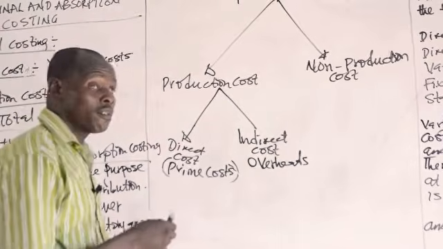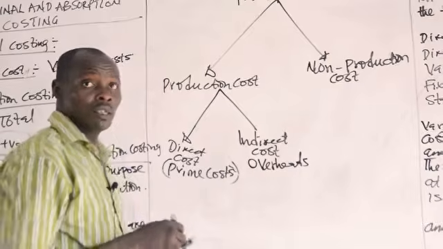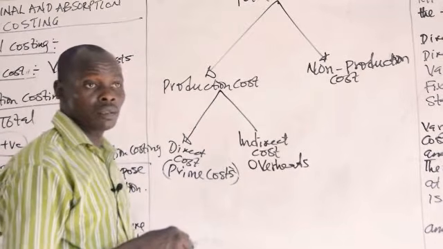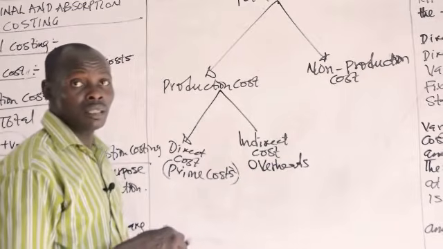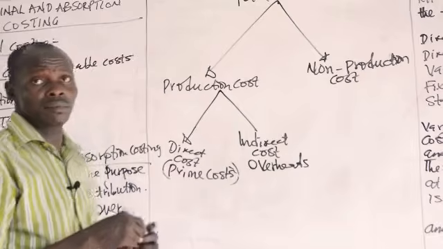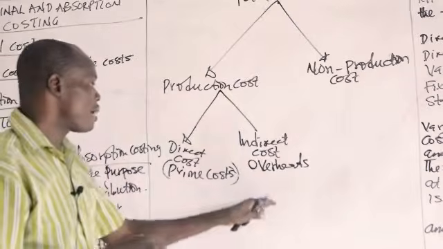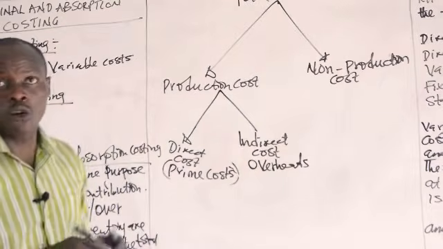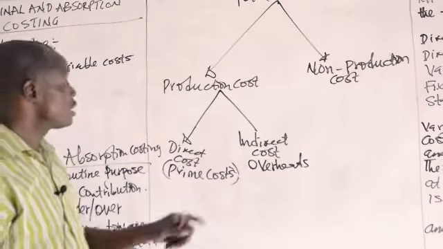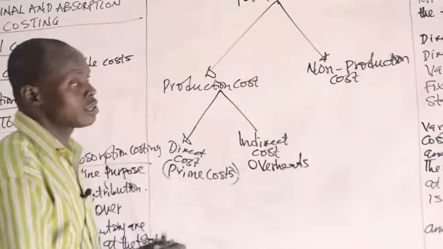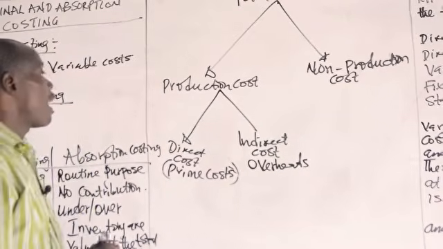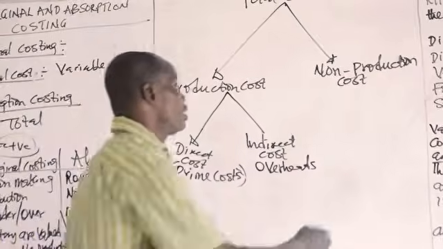You can have factory rent and rate, factory power, factory lighting and heating, factory salary. All those costs that are not direct, we regard them as overheads. Overheads are indirect costs. Overheads are the aggregates of indirect materials, indirect labor, and indirect expenses.